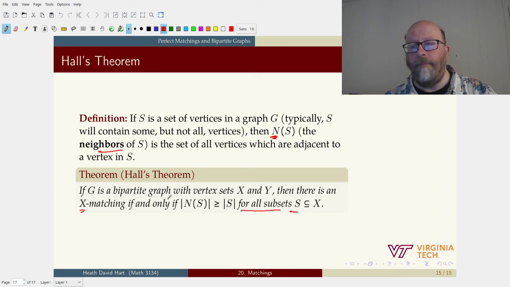And this is an if and only if condition. As long as we have enough neighbors in every single case, we can build a matching that's perfect for X. Then if we have the same condition on the other side, we can build a matching perfect for Y. Okay.